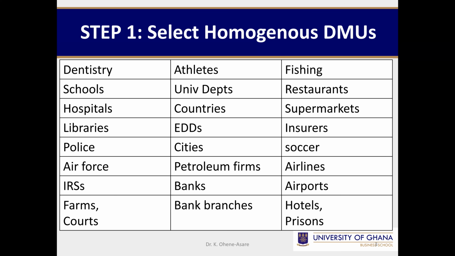So when you say hospitals, you mean hospitals. These are different DMUs. So you can see that it's not only profit-making organizations. Fishing, you can look at the efficiency of fishing industries in a particular geographical area. You can look at the efficiency of hotels in this country. That means that your DMUs are going to be the total number of hotels in the industry, individual hotels. But hotels are different from restaurants. So you cannot combine restaurants and hotels.